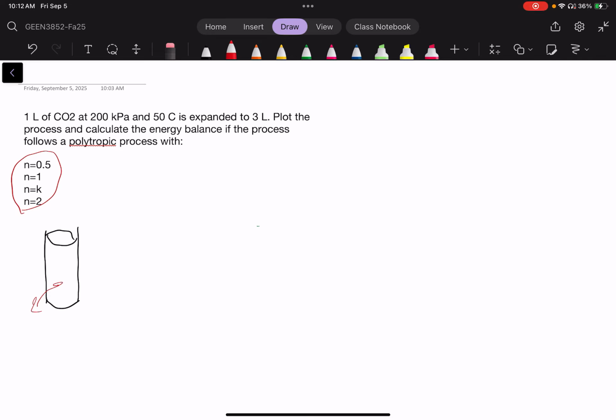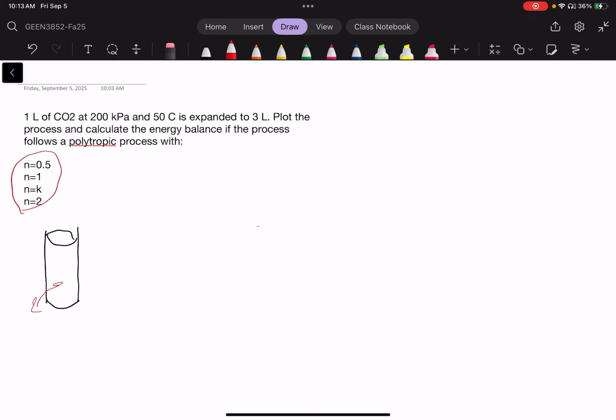So N is really just a fitting parameter. It's an empirical value that describes the process. This expansion could happen a lot of different ways. It could happen isobarically, isothermally, adiabatically, or none of the above. It could just happen in a way. For the polytropic process, the N value helps identify which way that is. It depends on the rate of the process, the rate of heat transfer, and the temperature of the system and the surroundings. All those play into what value of N might be fit to a problem.